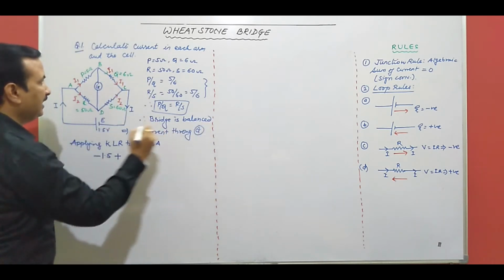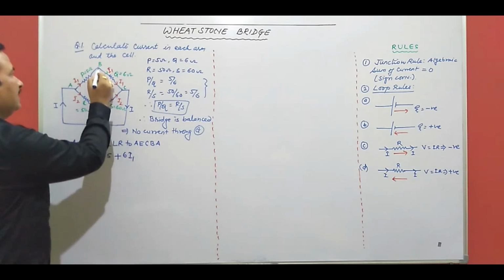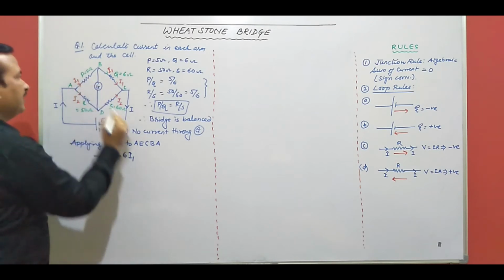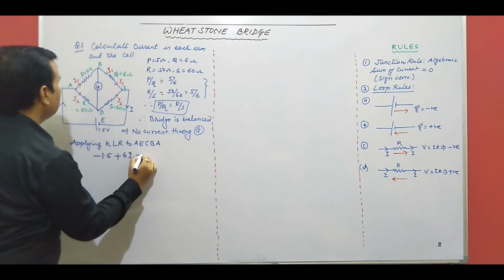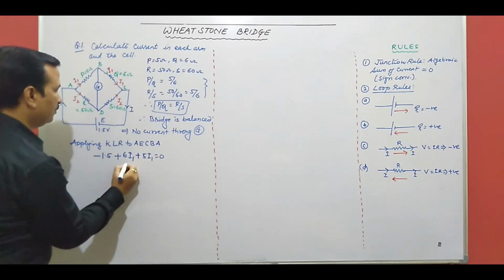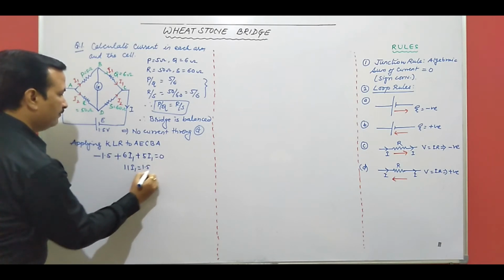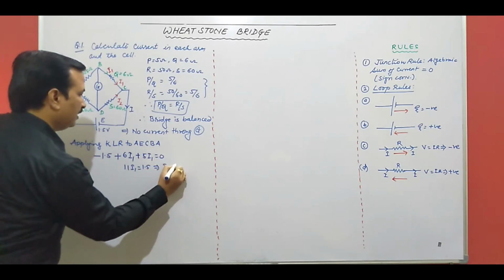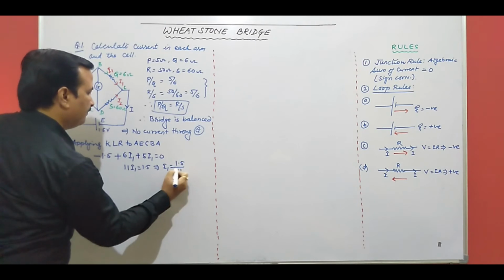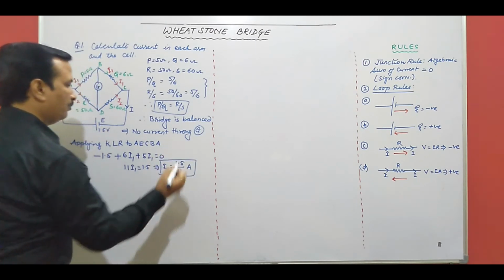See there, rules are written. Plus 6 I1 reaching here. Now it is I1 with 5. So again opposite to that, so we will be taking plus 5 I1 equal to 0. This will give you 11 I1 equal to 1.5. So this will give I1 equal to 1.5 upon 11 ampere. Right?